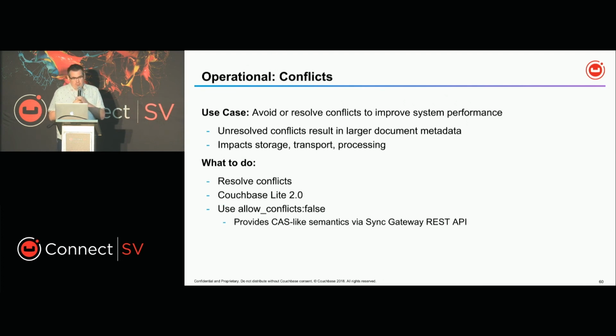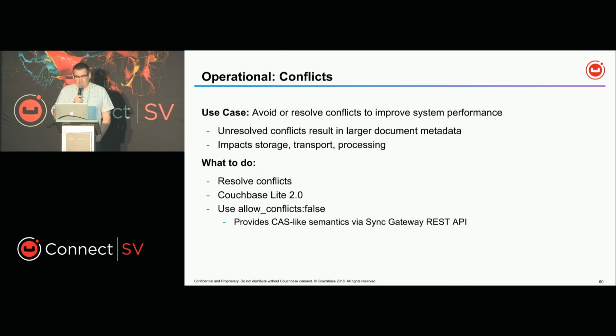Conflicts are another key operational concern. Primarily, you want to avoid or resolve your conflicts, and if you don't, over time you'll end up with degrading system performance. At heart, this is down to the fact that unresolved conflicts are going to increase the amount of metadata that Sync Gateway needs to retain in order to manage replication.